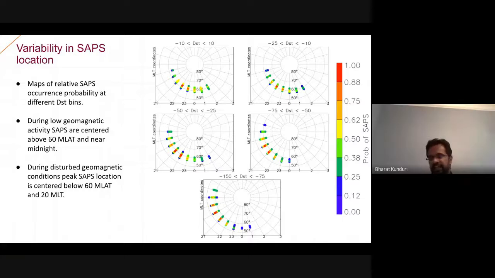Yeah, no, that definitely has an impact on it. I didn't get a chance to separate it out based on the phase of the storm.